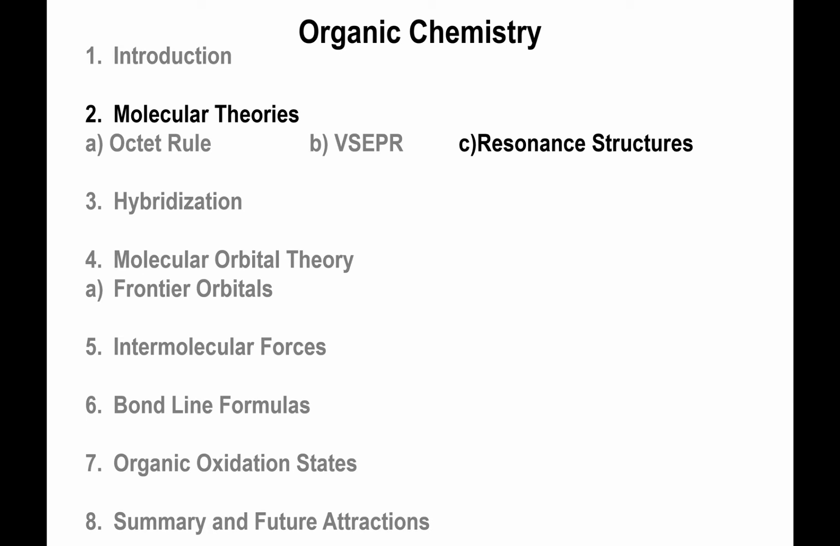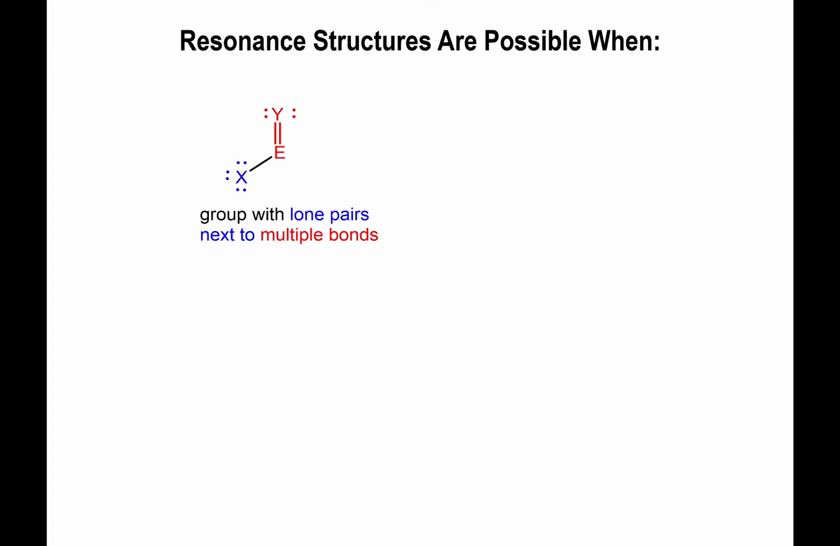All right, resonance structures. There are two instances when resonance structures are possibilities. The first instance corresponds to a case where you have multiple bonds present in your Lewis structure, and you have a fulfilled octet for all of the elements.